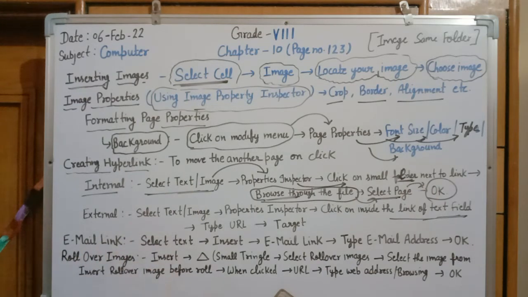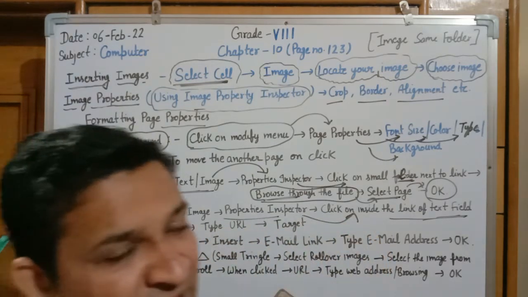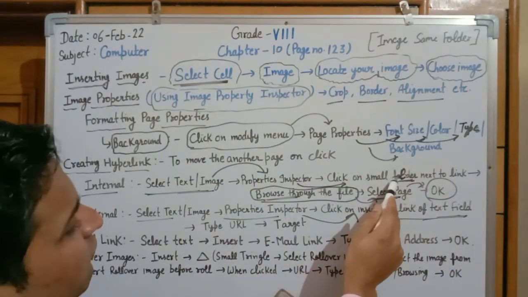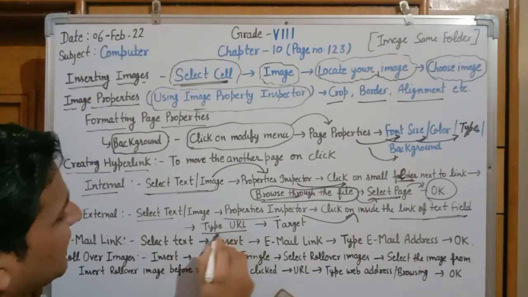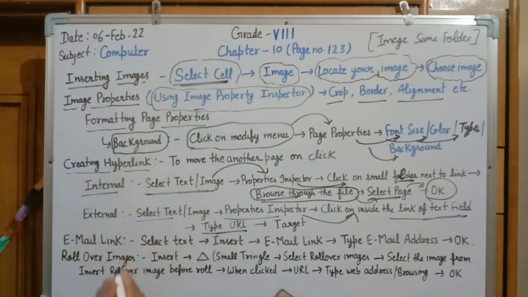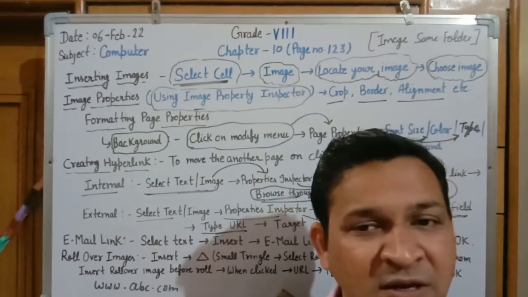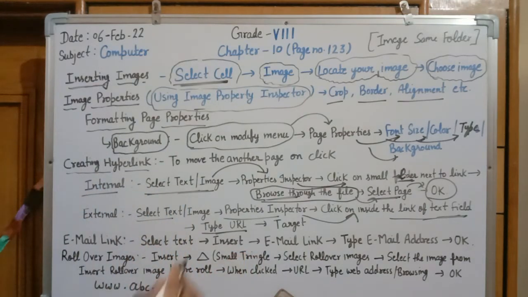Some concepts are the same for external linking: select the text, go to the properties inspector, and click inside the link text field. Here we are clicking inside the text field, and afterward you will type the URL. Like, I want to create a link with the page www.abc.com, so I will type the URL. URL means Uniform Resource Locator, which website will open. If I want to give the external linking, I can give the URL.